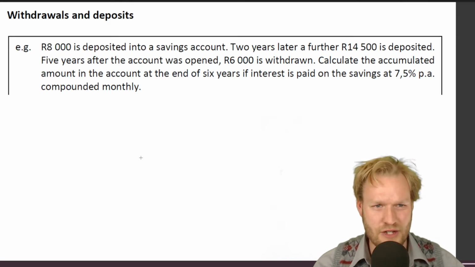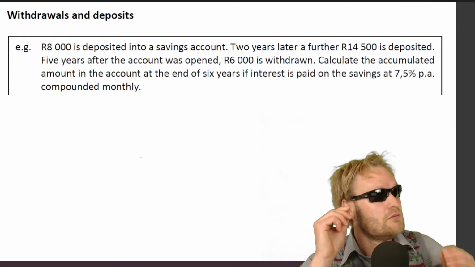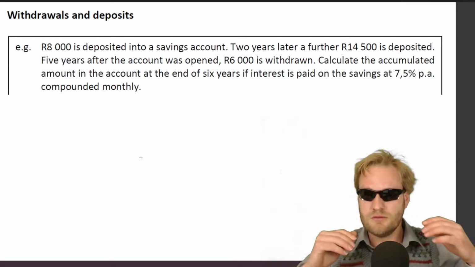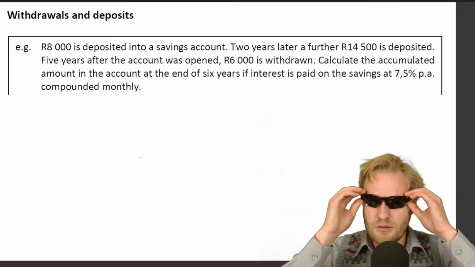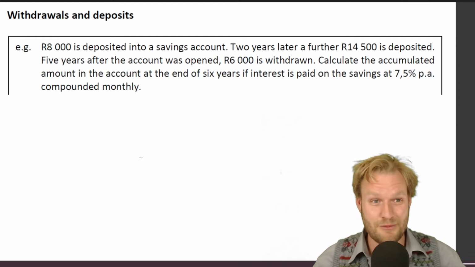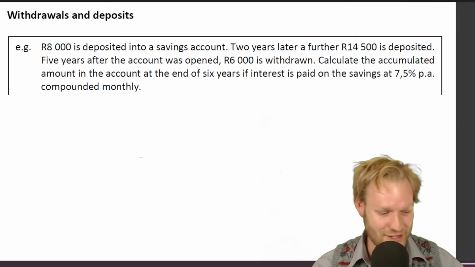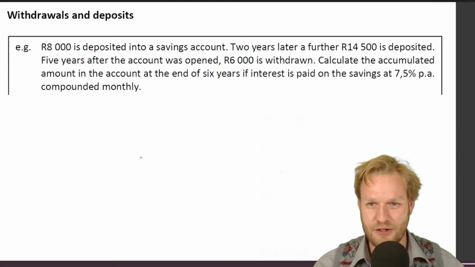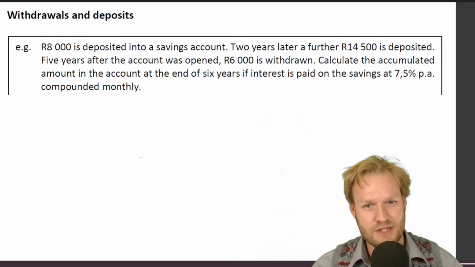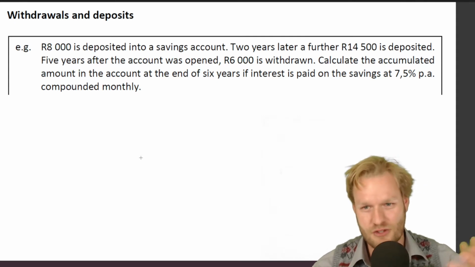So we've got 8,000 Rand deposited into a savings account, and 2 years later, a further 14,500 Rand is deposited. 5 years after the account is opened, 6,000 Rand is withdrawn. Calculate the accumulated amount in the account at the end of 6 years if interest is 7.5%.